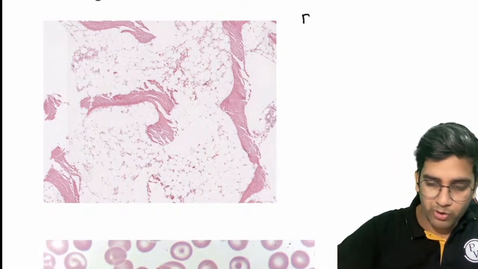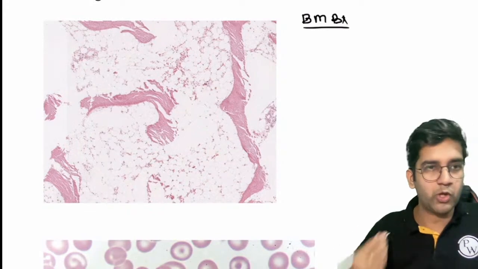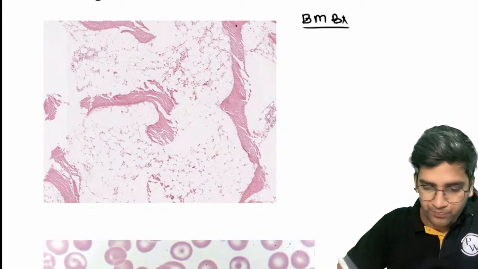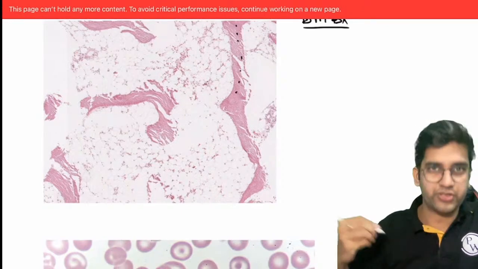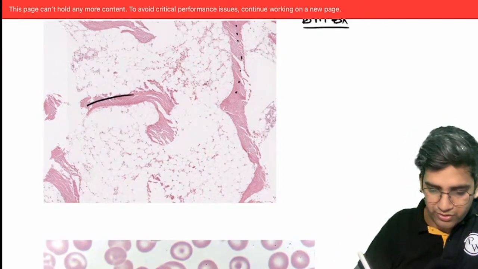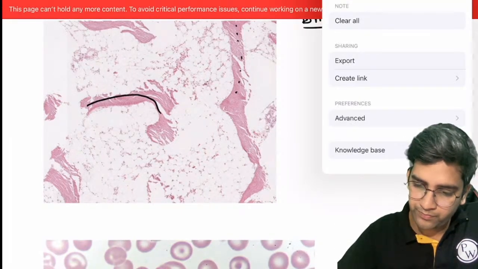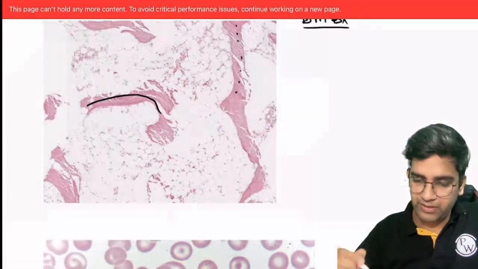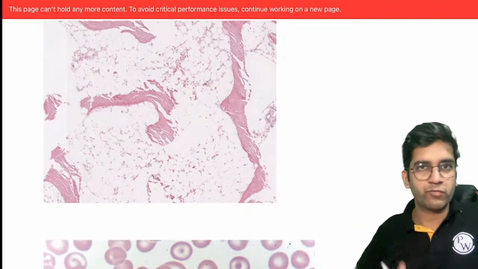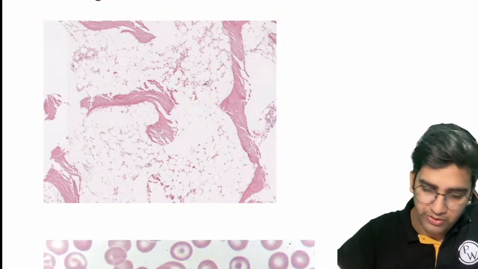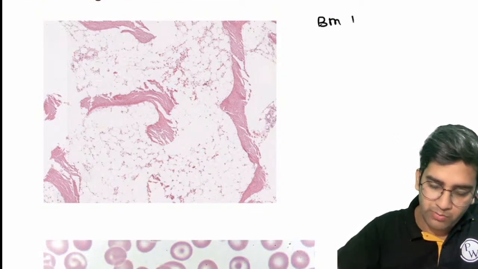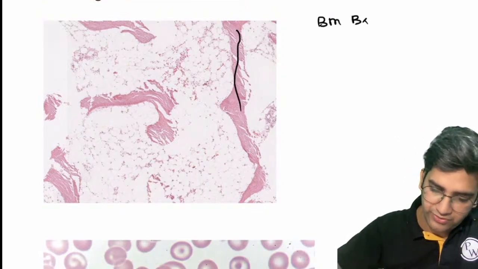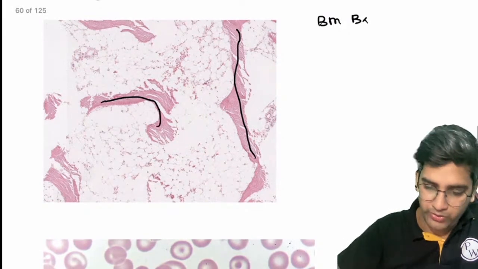This is a bone marrow biopsy. How to identify a bone marrow biopsy is the question. If you look at this, you can see the pink color structure, right? If you see the pink color structure, that is your bone marrow trabeculae, fine. The entire thing is a bone marrow biopsy here. So this pink color structure here is called bone marrow trabeculae.